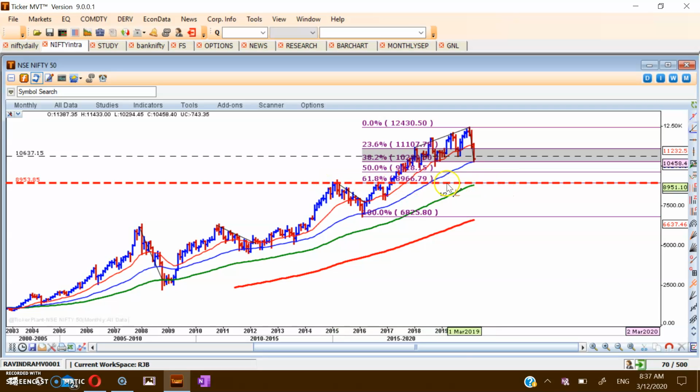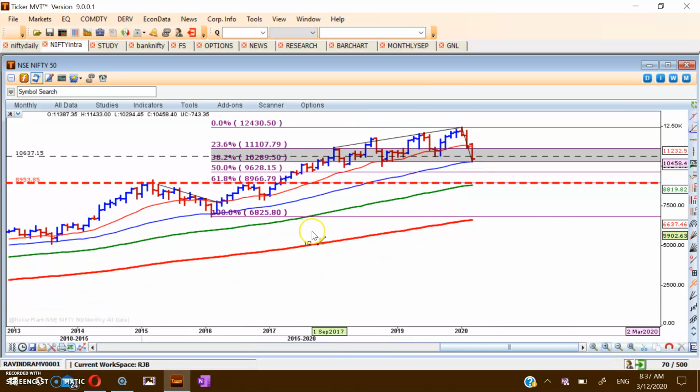So this level, this dotted line which you can see, is nothing but a 61% retracement also. And in the past when it had happened, actually this retracement was more than 60%. So in my view, probably the market will now shift to this 50% retracement first, and then it may further go down to this 61.8% retracement. So 9,600 and 8,966. These two levels probably will act as a support in future.